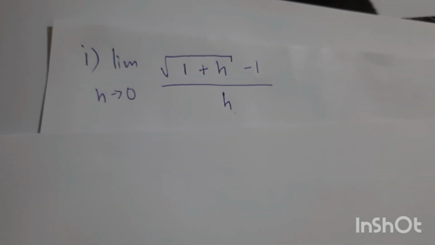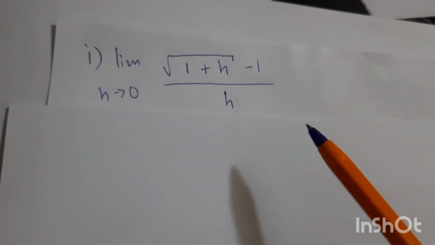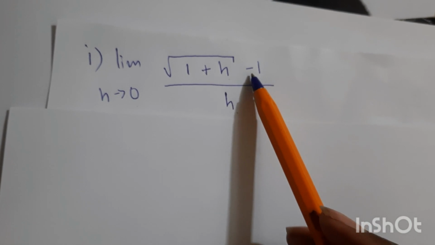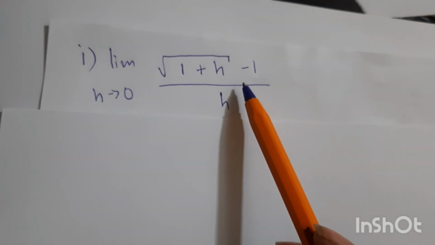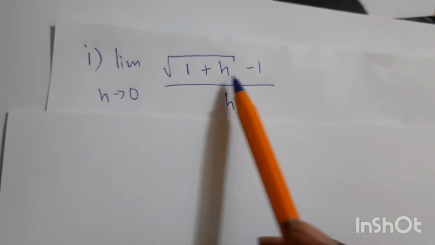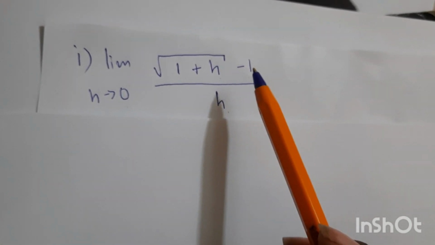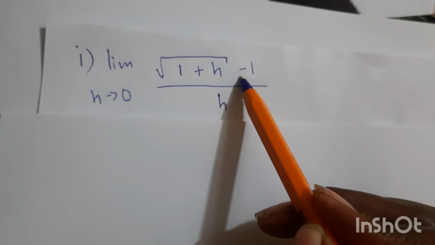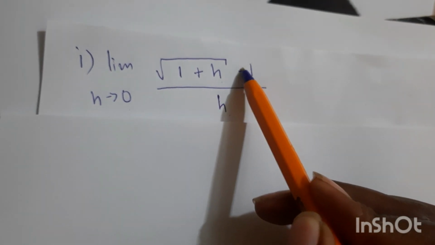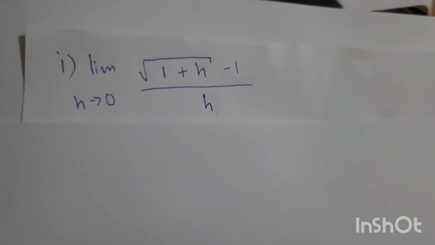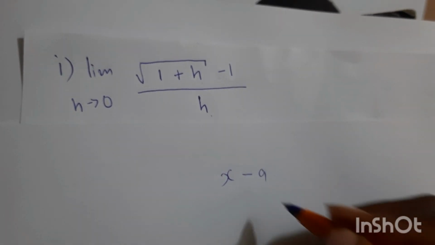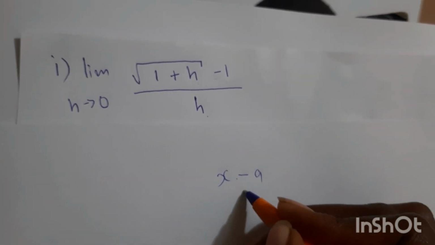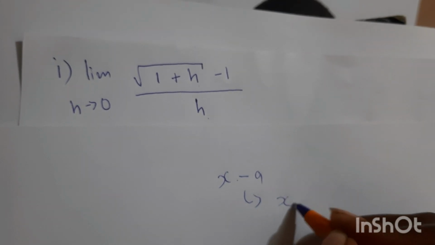So what we're going to do is multiply the top and bottom by the conjugate of the numerator. The conjugate is just itself, this whole thing just as it is. The only difference is going to be this sign. So a conjugate of anything, let's say you have x - a, the conjugate of x - a is going to be x + a.